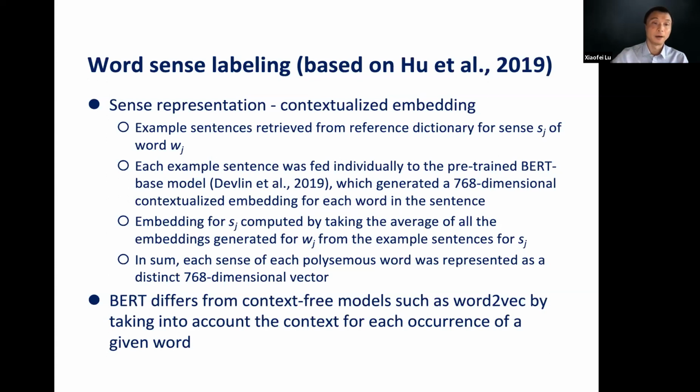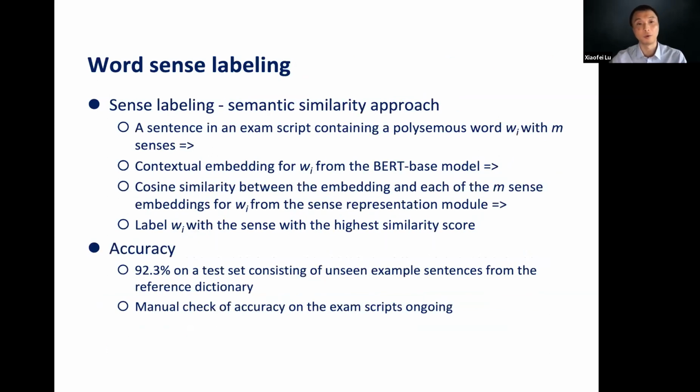And then after we have built these sense representations, we can do sense labeling, which we perform on the learner data set. We adopt a semantic similarity approach. First of all, we have performed sentence segmentation, tokenization, and such on the learner text. So given a text, we analyze it sentence by sentence.